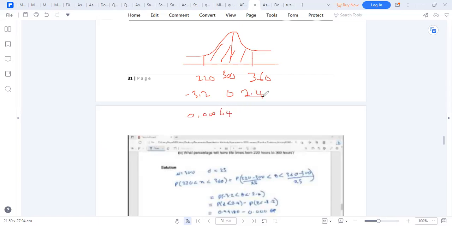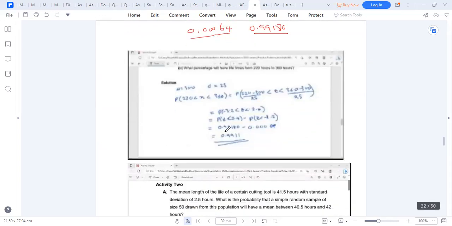Then if you're going to read the 2.4, we're going to get 0.9918. So if it's two intervals, you just subtract the bigger minus the smaller probability. So that is what we got here. Subtract the bigger probability minus the smaller probability, you get 0.9911. That is how we tackle intervals, whether they're on the left or on the right. If you're using the negative table, just get the figures themselves and get the difference between those two.